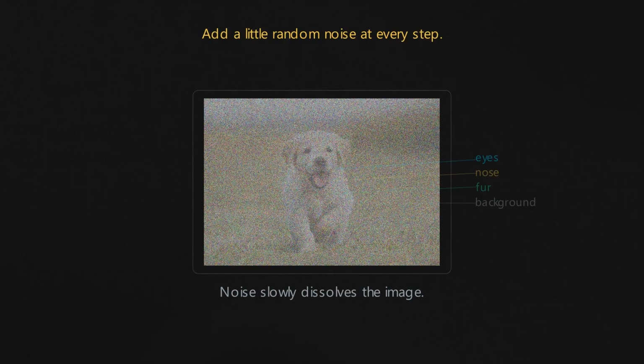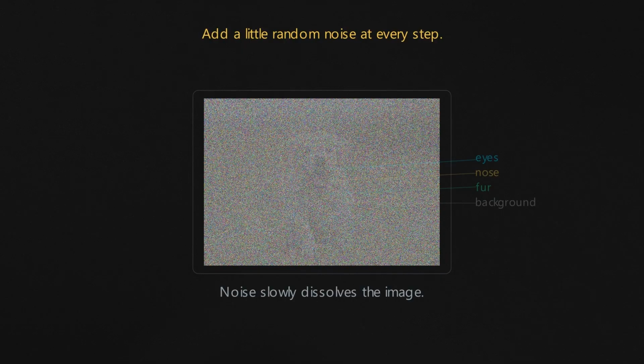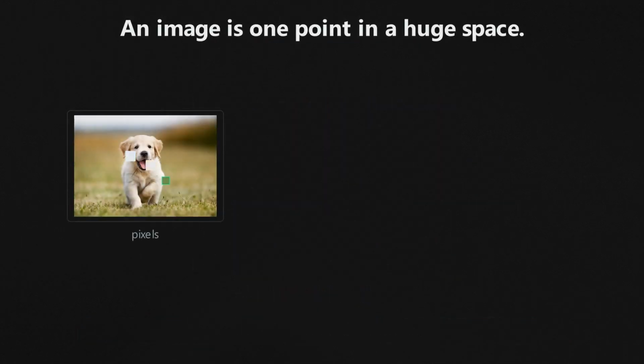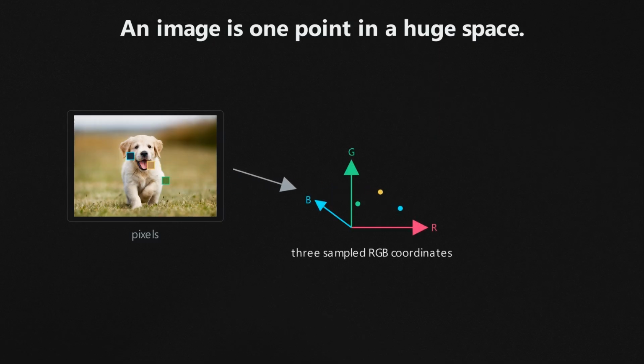At every time step, we add a little bit of random noise. Not too much at first. Just enough to disturb the image. Then a little more, and more. After many steps, the puppy disappears. What remains is not a dog. Not a face. Not even a bad drawing. It is just noise. This is the easy direction.